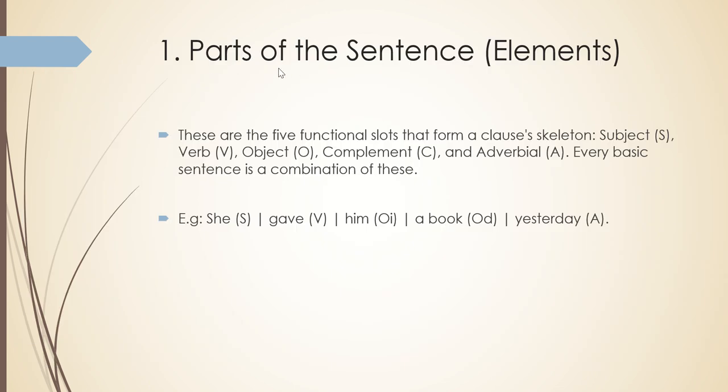Starting with the first topic, parts of the sentence or the elements of the sentence. A very simple example we have, for example, she gave him a book yesterday, and we simply have to identify the sentence elements. Each element has its slot, or let's say its position, in order to be filled with different sentence elements according to their position in the sentence. So this is the default case of the appearance of the elements in the sentence.